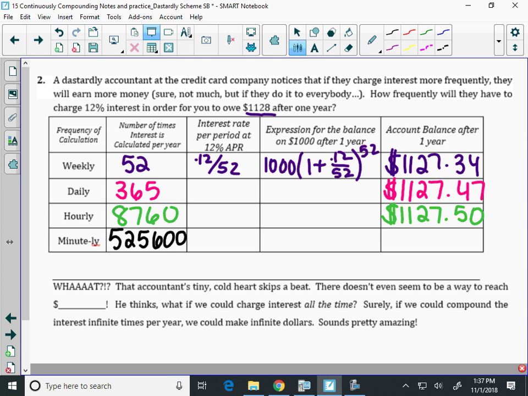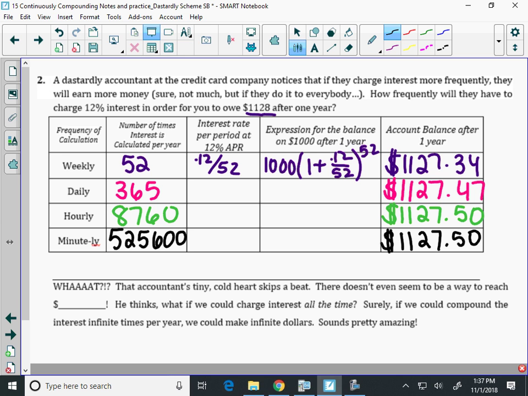We're getting there. What about my folks who did minutely compounding? How much money would you owe the credit card company? Last row, did you type it in? Yours was a very quiet row. 1,100. $27.50. Uh-oh, what happened?